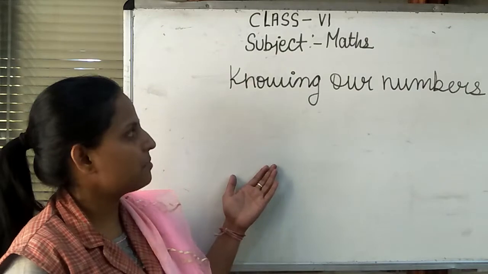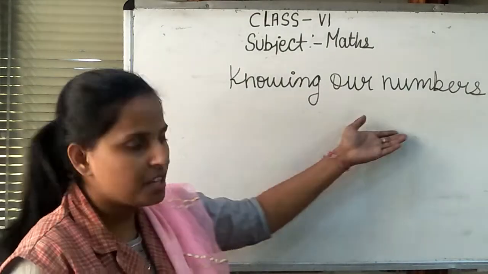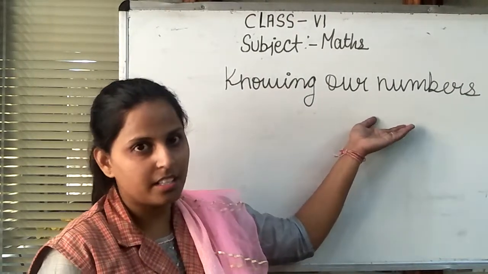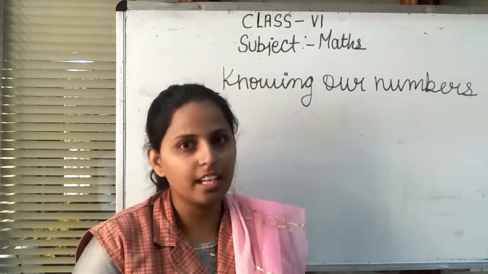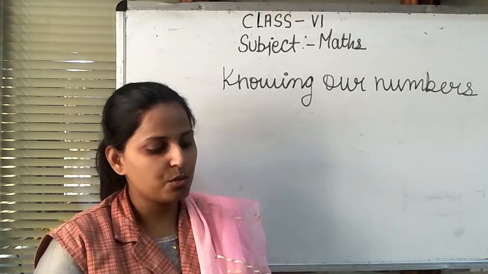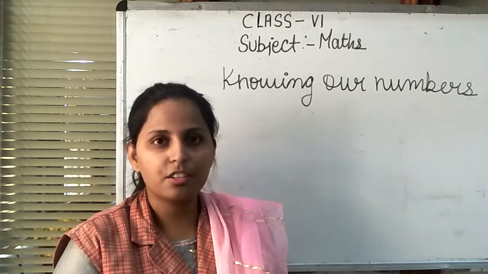First we start our chapter, Knowing Our Numbers. Now we start the numbers, how to know the numbers. First of all, what are the numbers? Students, the numbers we use for counting, like counting any object. Like I have a marker and I want to count it, because I have 1. So what is the name of this? This is 1, according to 1 digit.